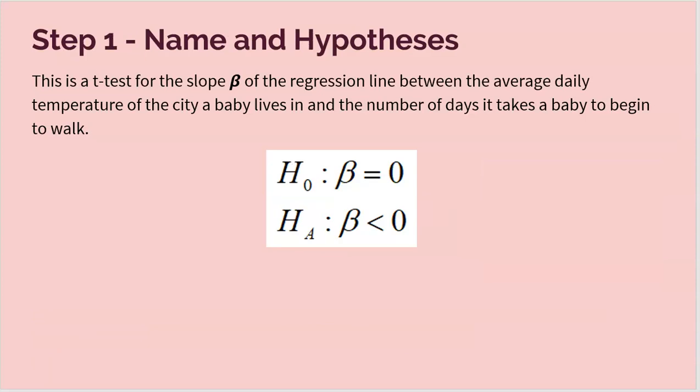between the average daily temperature of the city a baby lives in and the number of days it takes the baby to begin to walk. The null is that there is no relationship. There is no slope. Zero slope. Temperature goes up, when a baby walks, who cares? It doesn't change at all. Doesn't matter. These two variables have nothing to do with each other. And the alternative is what we're trying to show. We're trying to show that there really is a negative relationship here. The temperature really does have a relationship with when a baby learns to walk.